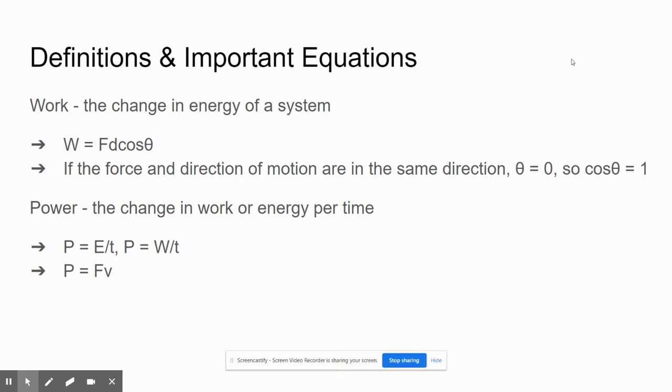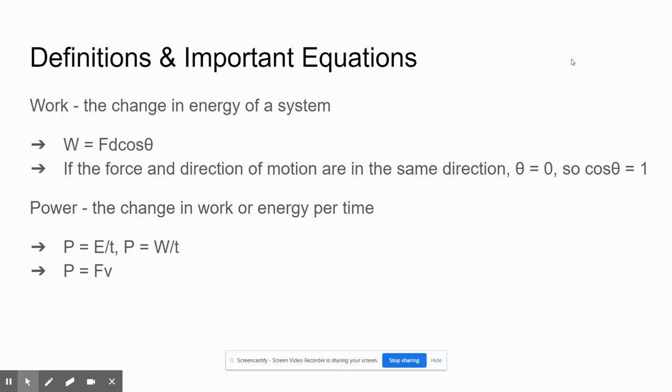If your force and your motion are in the same direction, like if I'm pushing a box forward and it's actually moving forward, then theta is 0, so cosine of 0 is equal to 1, and we don't have to worry about the cosine theta. You would need to worry about the angle in a problem like pulling a box by a rope at an angle. Then the force is at an angle, but your direction of motion is forward or backwards, so you have to think about it then. We're not going to think about it today.